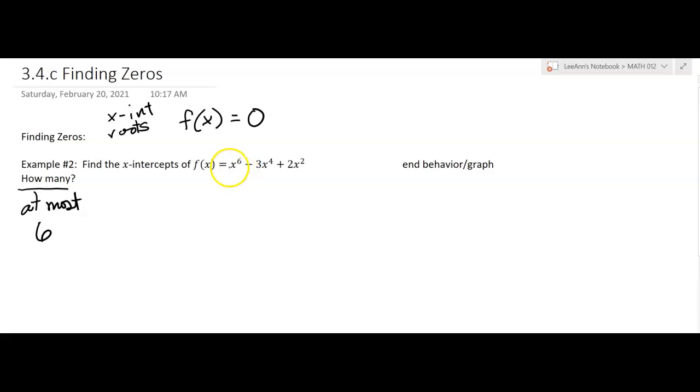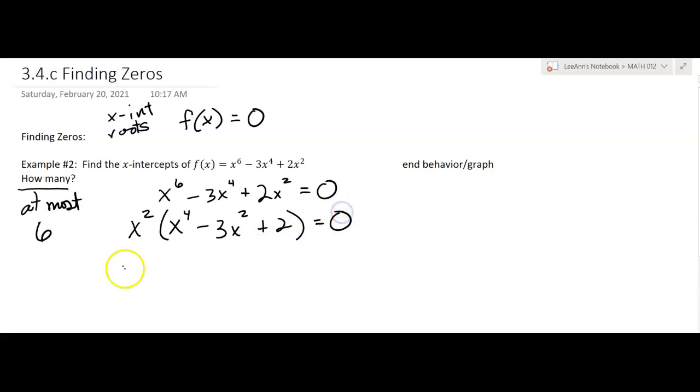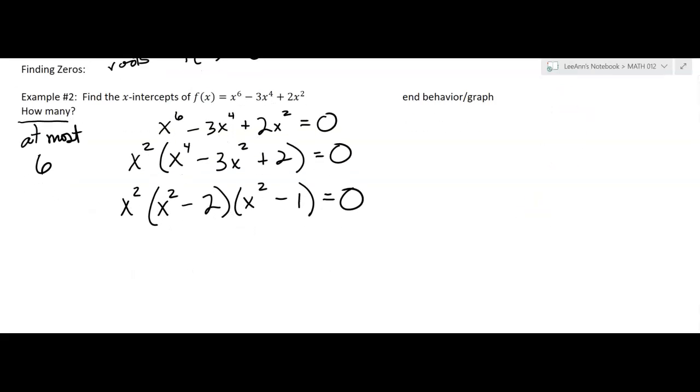So I'm going to look at x to the 6th minus 3x to the 4th plus 2x squared, and I'm setting that equal to 0. So you'll notice there's a greatest common factor of x squared. I'm going to factor that out. And then that's going to factor into x squared minus 2 and x squared minus 1. So again, working on our factoring skills. And then, let's see, a little more factoring here.